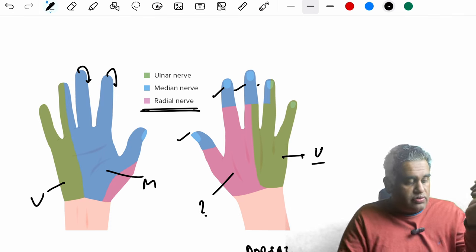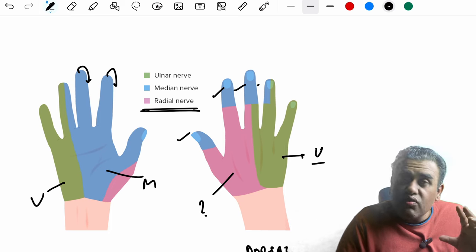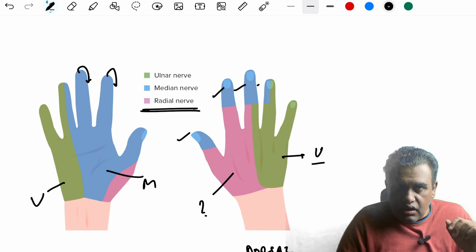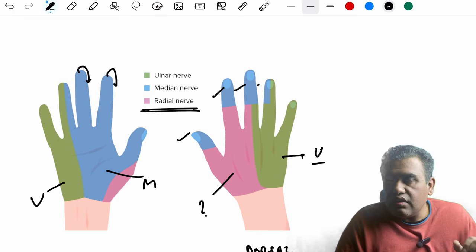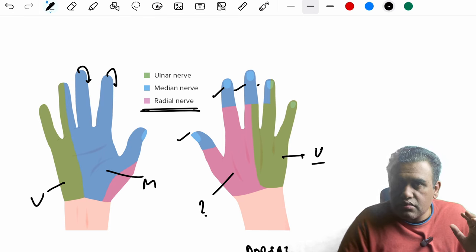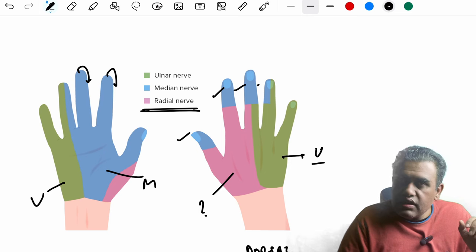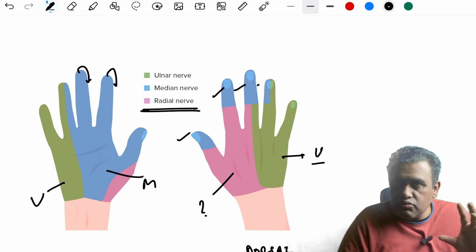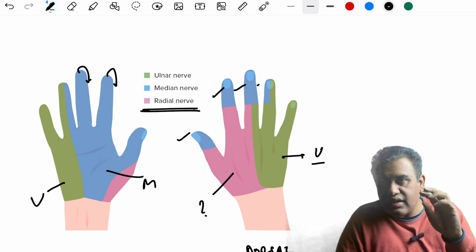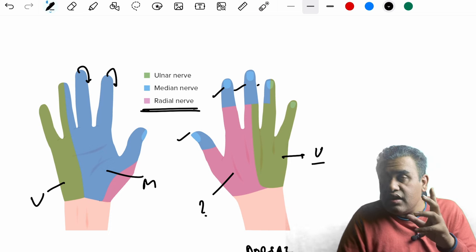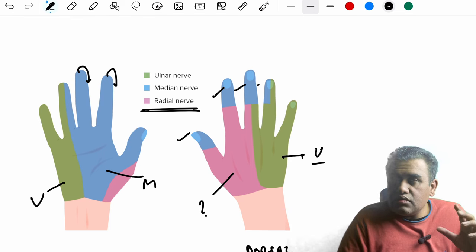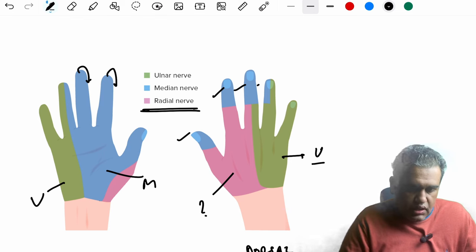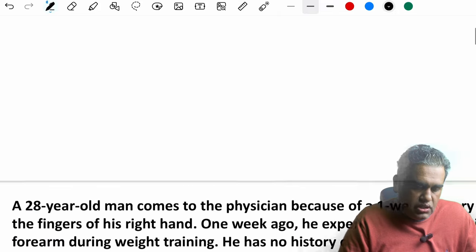Sir, they can even ask forearm, arm, yes, they can ask. But what is clinically more important? Remember one thing, most of the questions that will come are clinically relevant questions. Remember this. Because if you look at the upper limb, whatever work we do, the tactile stimulation comes from the hand, the skin of the hand. Therefore, the cutaneous supply of this region is more important. Remember this. Okay, so let's move to the other question.